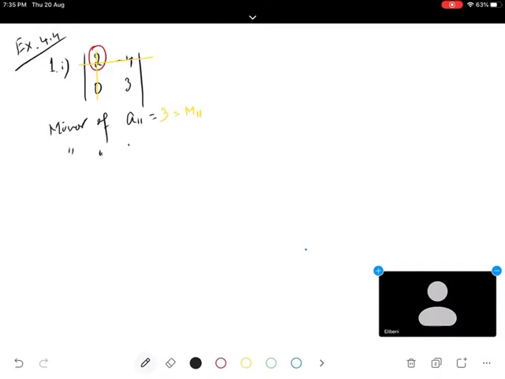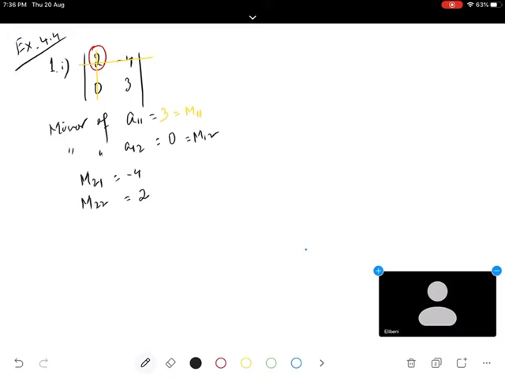So tell me, what is the minor of A12? It will be 0, that's right. So it is M12. Now tell me, what will be M21? And M22 will be 3, right? Sorry, 2, right? So these are minors.